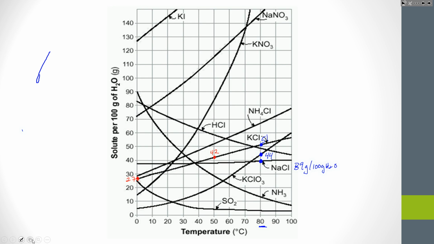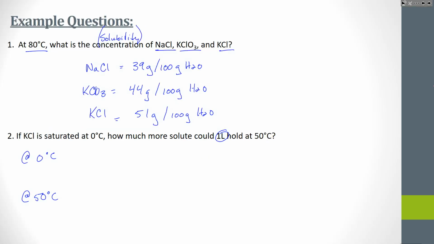So let's go back to our question. So at 0, we can dissolve 27 per 100 grams of water. And at 50, you can dissolve 42 grams per 100 grams of water. Now the problem here is we're looking at 1 liter. Now what I would do is I would say, well, how much more is it from here to here? And then we'll worry about the liter after. You could do it now. We could figure out how many grams that would be in a liter for each of these, but I'm going to shave off a step by doing it this way.